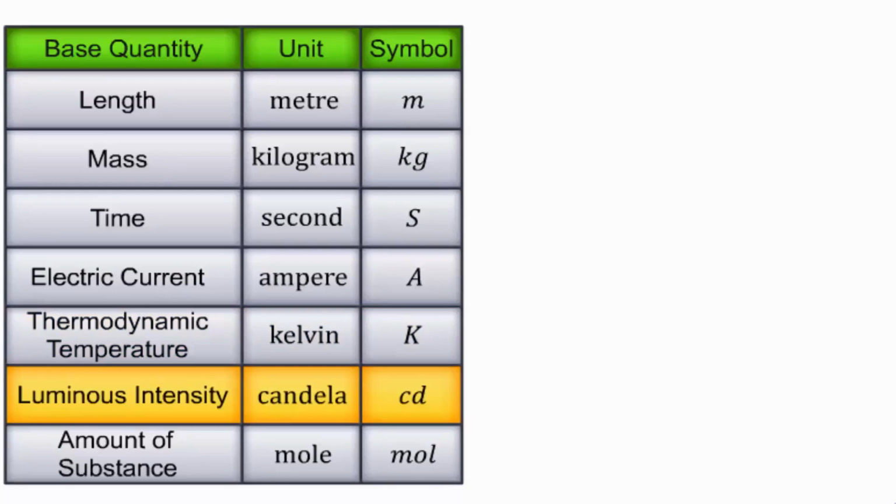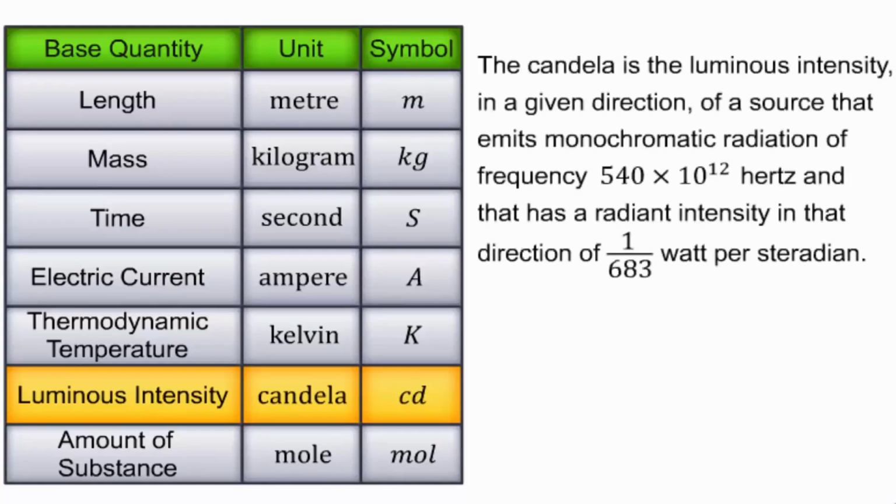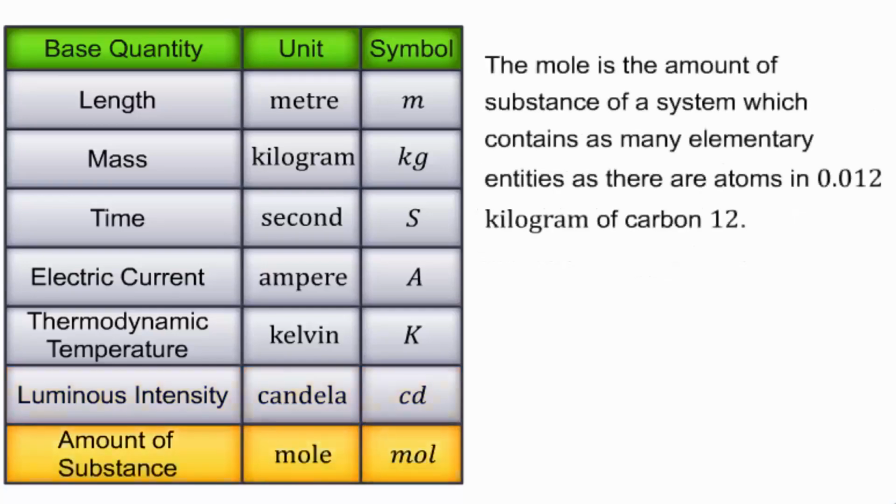A candela is the luminous intensity in a given direction of a source that emits monochromatic radiation of frequency 540 times 10 power 12 Hz, and that has a radiant intensity in that direction of 1/683 watt per steradian. An amount of substance which contains as many basic entities, such as atoms or molecules, in a system as equivalent to the number of atoms in a carbon-12 isotope is measured in mole, denoted by the small letters mol.